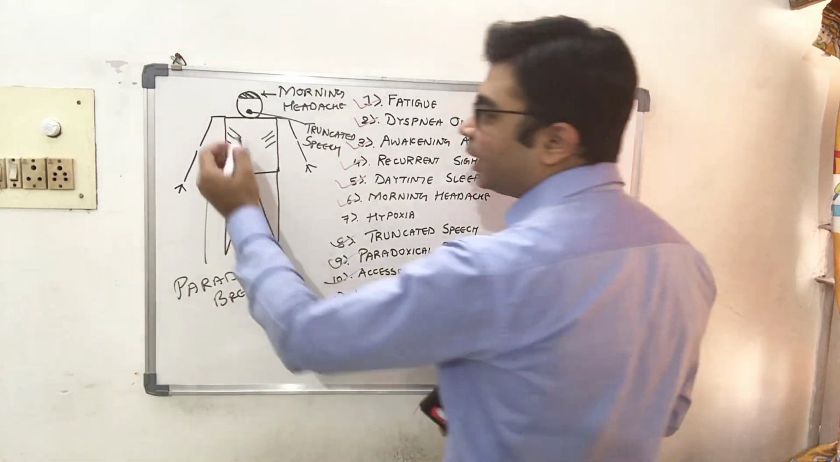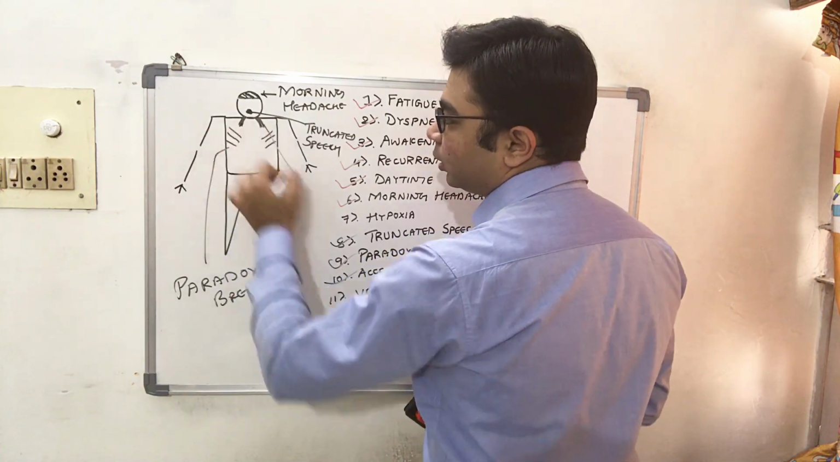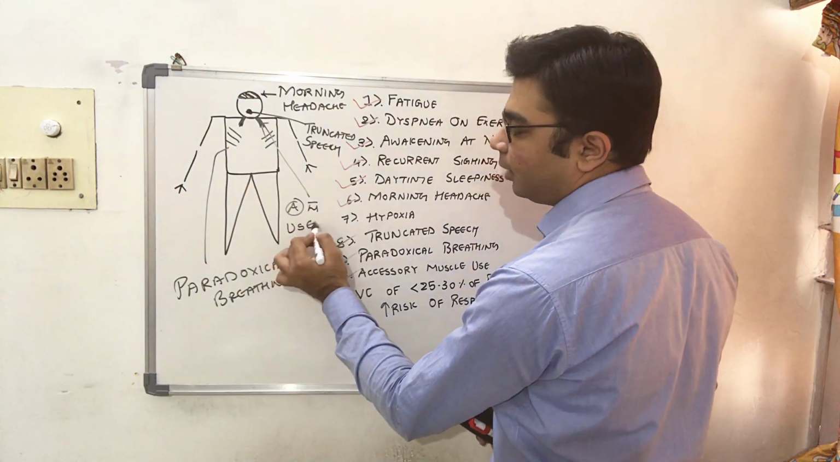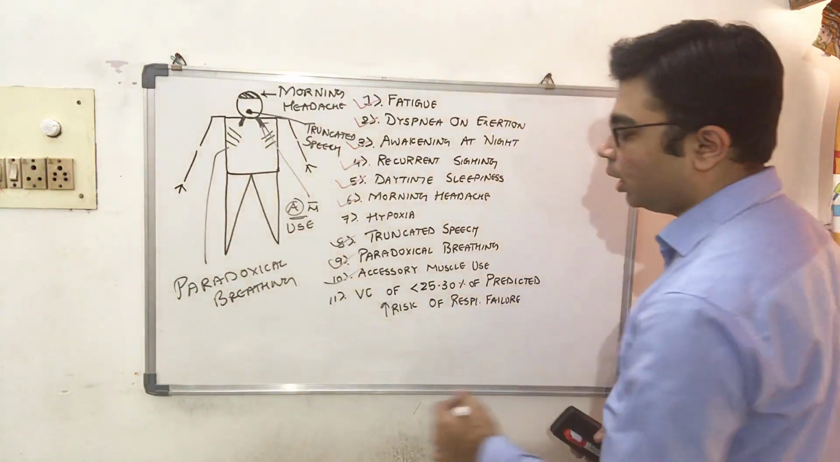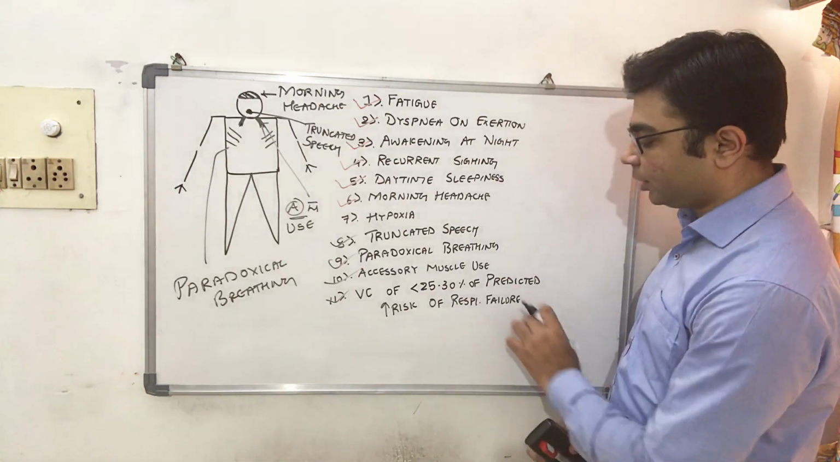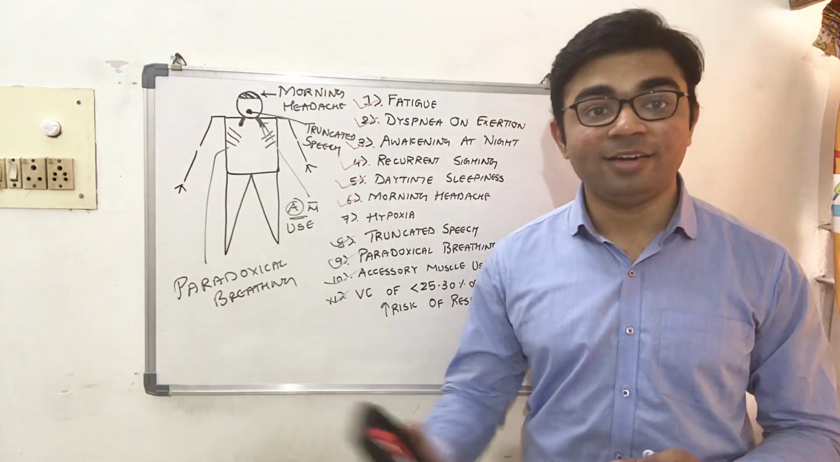Accessory muscle use. The accessory muscles are located over here. So that is the accessory muscle use. And should I write it as an accessory muscle? Next thing is the vital capacity of less than 25 to 30% of the predicted, which indicates higher risk for the respiratory failure and death.